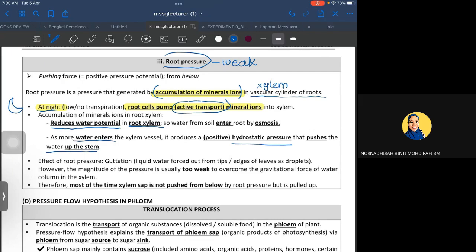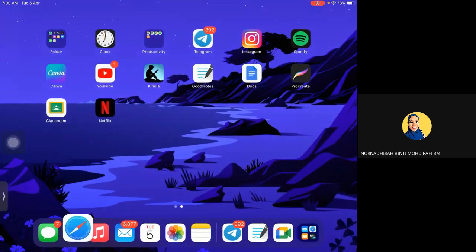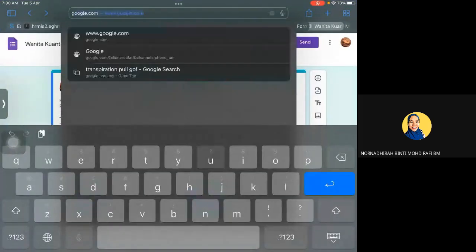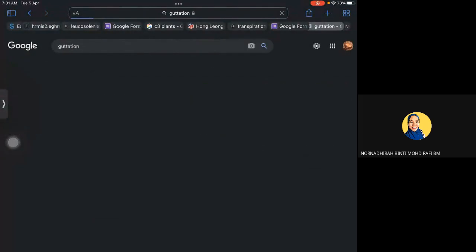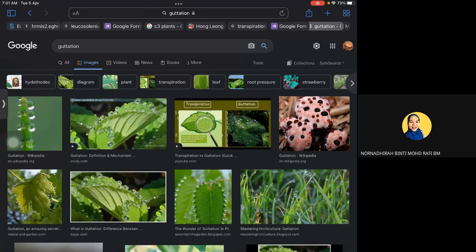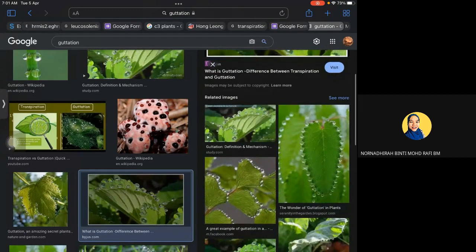So macam mana kita nak boleh tengok effect dia adalah, ada satu fenomena yang dipanggil guttation. So guttation is actually, okay, saya googlekan dulu, ni adalah guttation. So apa yang awak boleh nampak adalah guttation is basically macam ni. Dia adalah satu fenomena yang berlaku biasanya pada waktu pagi. Sebab kita boleh nampak dia waktu kita keluar pada waktu pagi. Dia adalah the accumulation of water droplet at the edge of leaf. Okay, dia pengumpulan air pada penghujung daun.